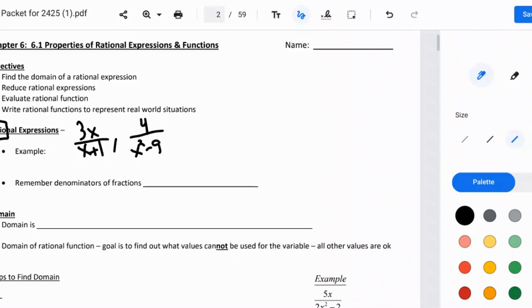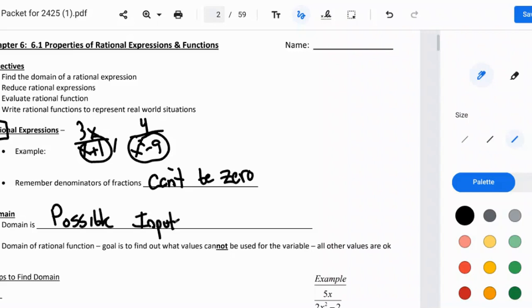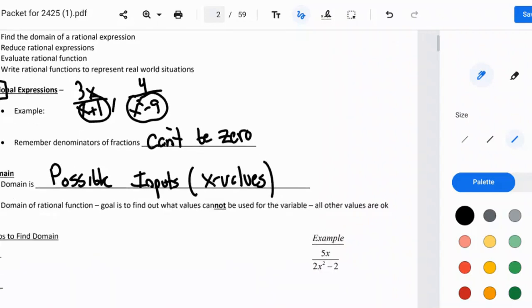So it says remember denominators of these rational expressions. So the denominator is the bottom. So this bottom and this bottom right here cannot be 0. So that's what you want to write here, because that's going to go right into our domain issue. So domain are your possible inputs. And in this case, it's typically we're talking about x values. So that's our domain. So what are our possible inputs? So the only thing that we really need to worry about is what makes the bottom equal to 0 and not include that in our domain.